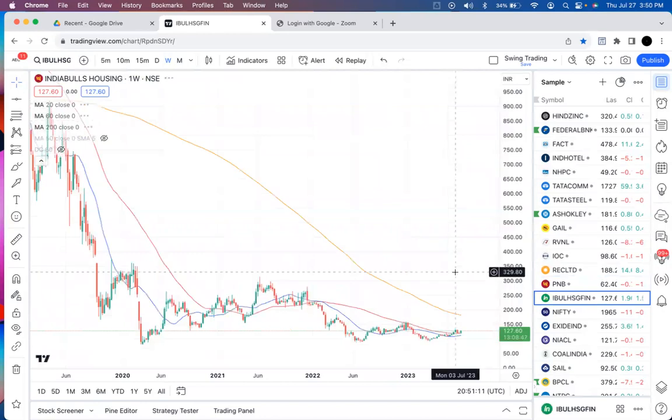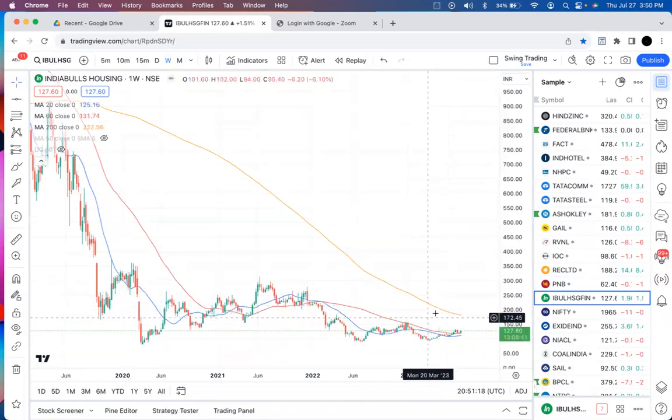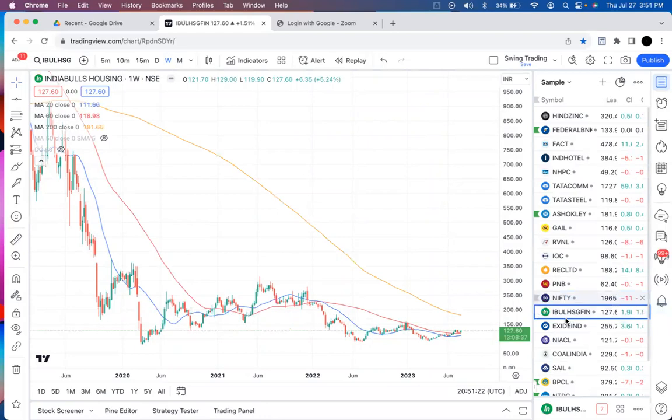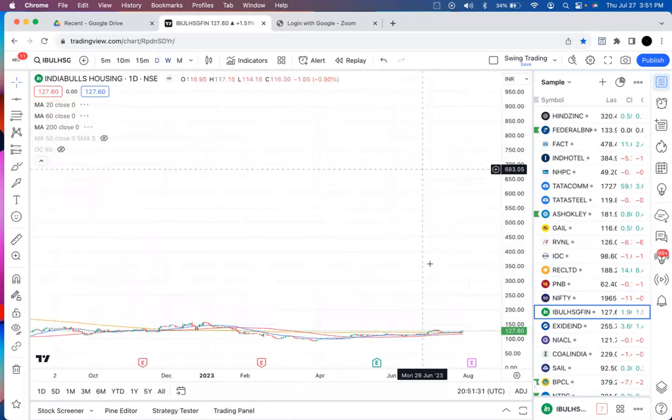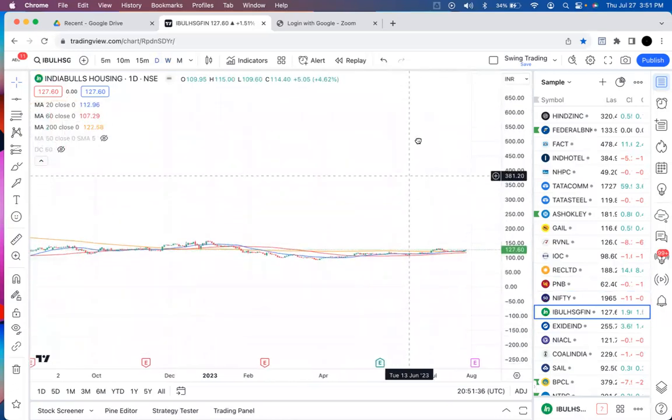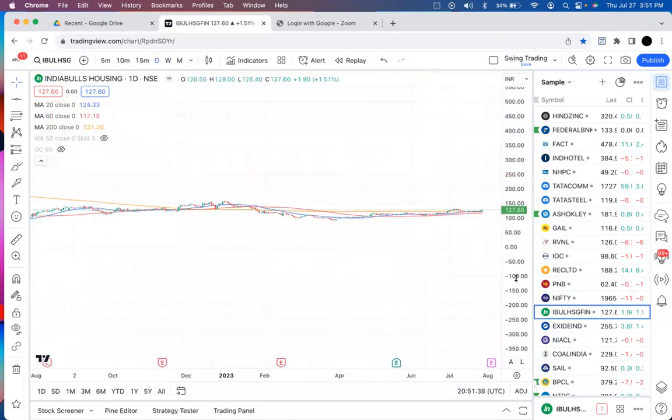And yeah, India Bulls Housing Finance. All right, see, this is not looking good at all. So I'm going to move it below the Nifty. Okay, and that's enough right there for the weekly. Now I'm going to go to the daily chart, and once you go to the daily chart, you'll have to make some adjustments, and you'll have to kind of stretch this out.